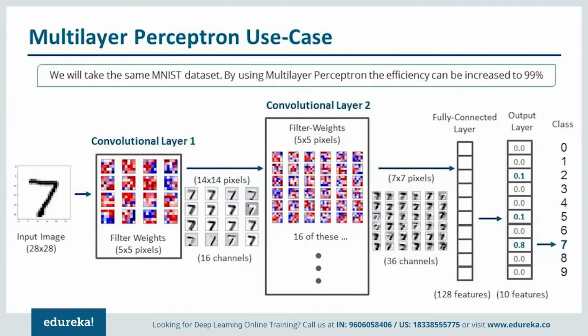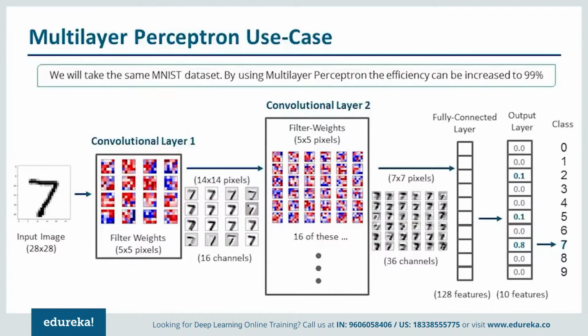So we give an input image to this convolutional network. Then this input image is processed in the first convolutional layer using the filter weights. Now this results in 16 new images, one for each filter in the convolutional layer. The images are also downsampled, so the image resolution is decreased from 28 by 28 to 14 by 14.